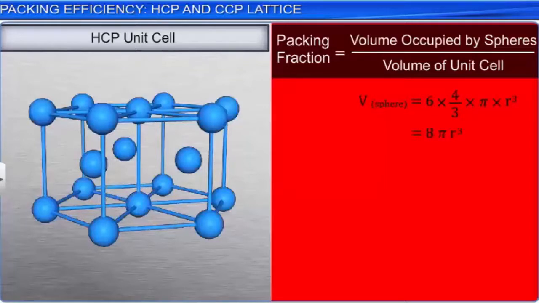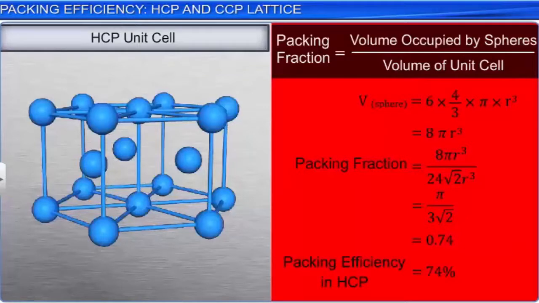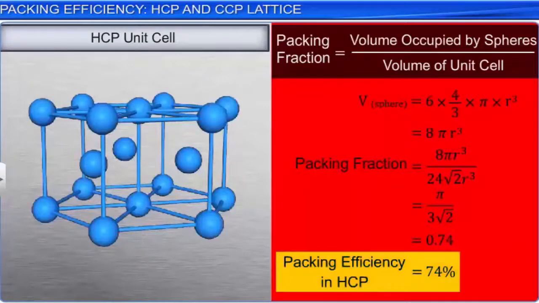Substituting the volume terms in the packing fraction term and simplifying, the resultant value is 0.74, which is equal to 74%. Therefore, the packing efficiency in HCP arrangement is equal to 74%.